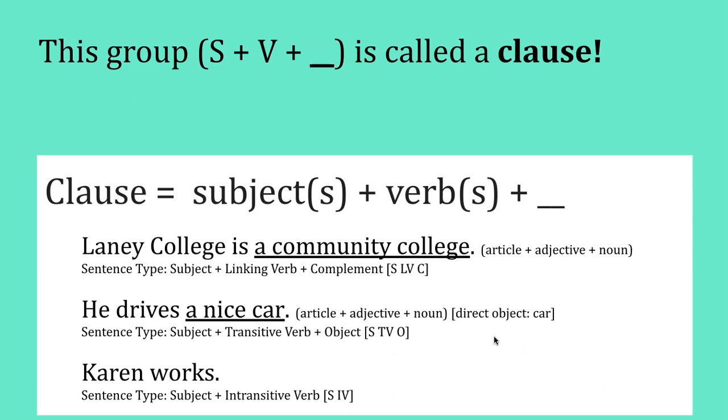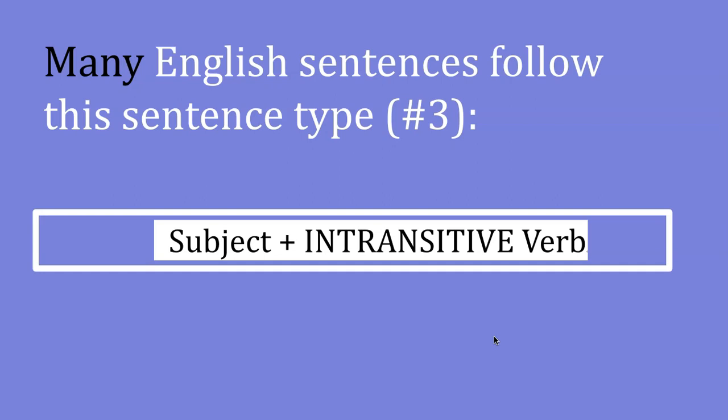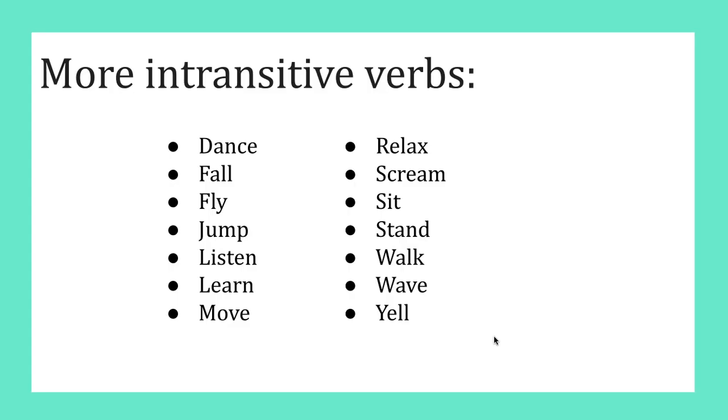So now that we remembered that all sentences need a clause, a subject and a verb, let's study this sentence type. Let's study sentence type number 3. Subject plus intransitive verb. Okay. So what are intransitive verbs? Some examples are dance, fall, fly, jump, listen, learn, move, relax, scream, sit, stand, walk, wave, yell. All of these are verbs that are intransitive verbs.